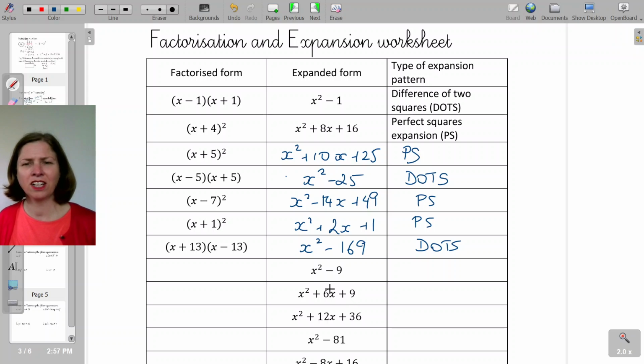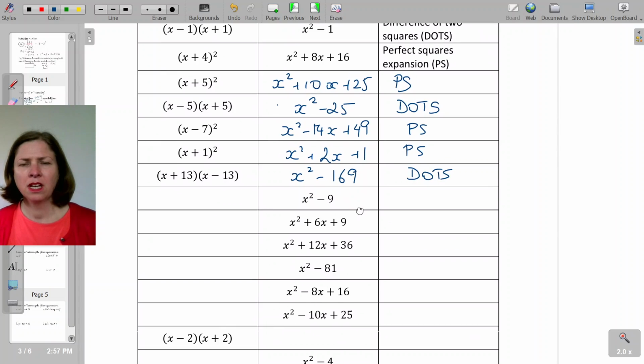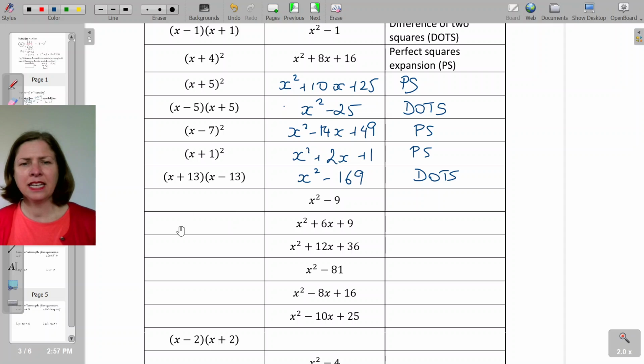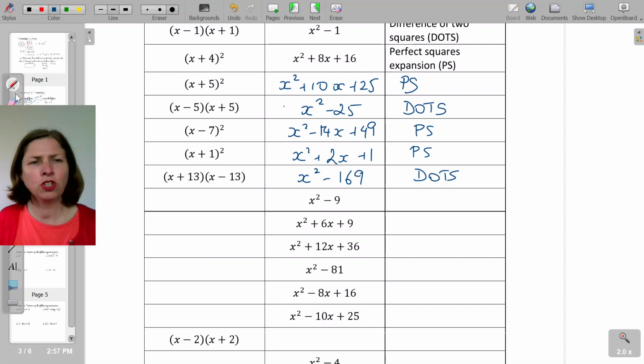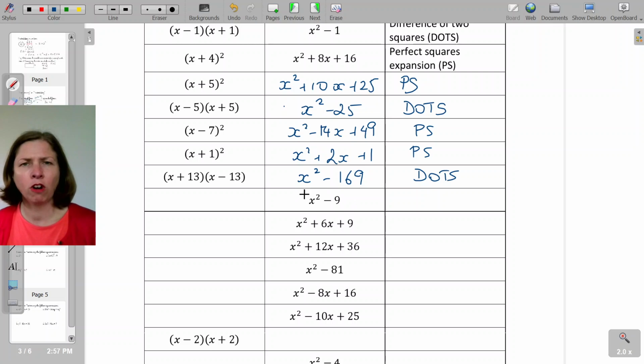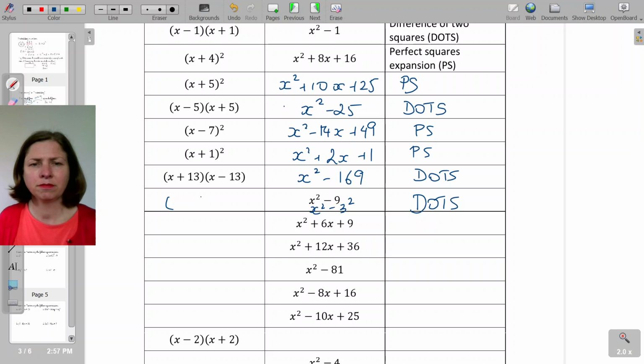Hopefully you got the answers I got. Now, what I want you to do is have a look at the next examples. Let's scroll up a little bit, because now the gap is in the factorised side. So think for yourself. First of all, what kind of expansion pattern is this one? Looks to me like it's a DOTS, because I've got a difference of 2 squares. This is x squared and this is 3 squared. Sometimes it helps me to write this as x squared minus 3 squared. What's in brackets here? You fill it in.